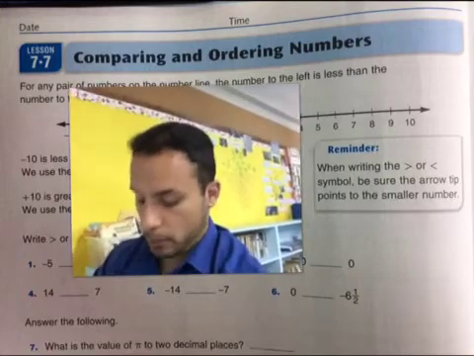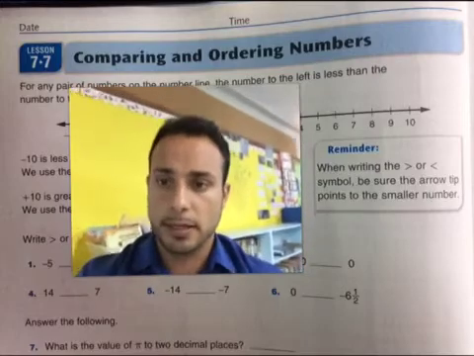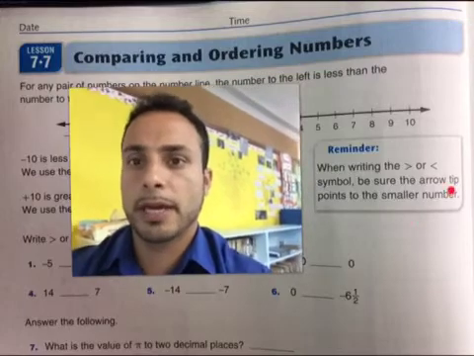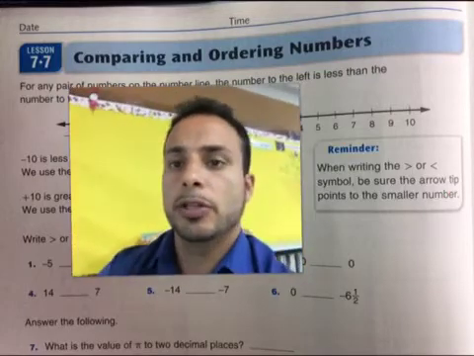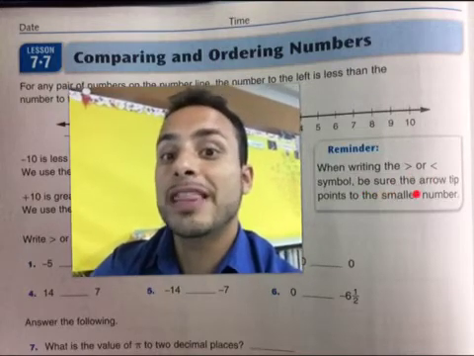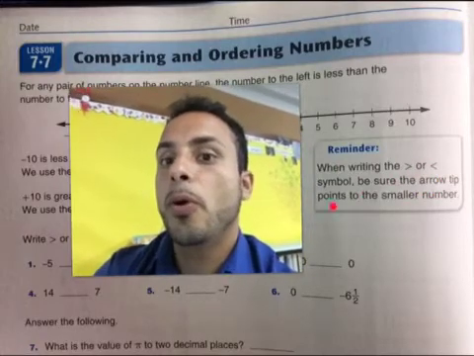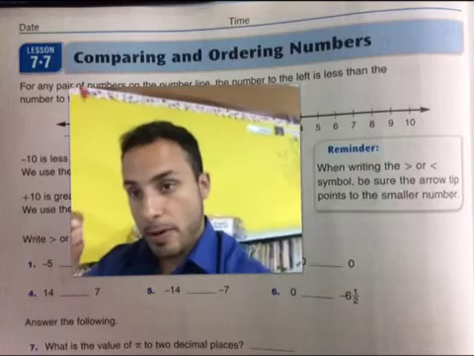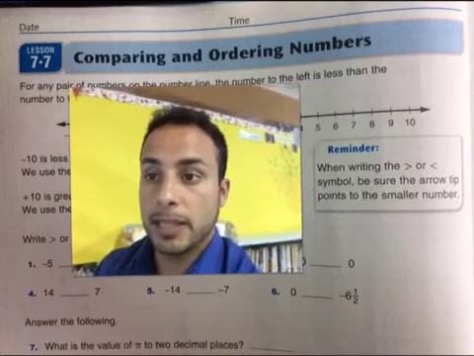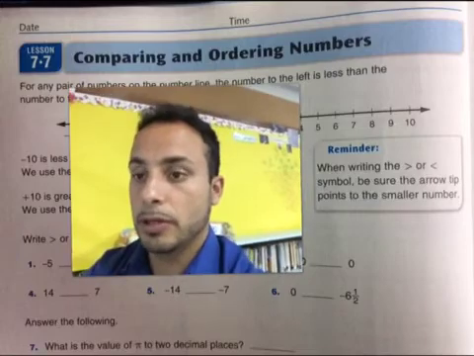Okay, now we are on to page 230, and we are comparing numbers using greater than, less than symbols. Take a look here. What we have, this little reminder that we have here in this box, okay? We are being told that when writing greater than or less than symbol, be sure the arrow tip on this side points to the smaller number. That arrow, the tip of it will always point to the smaller number. We got that?